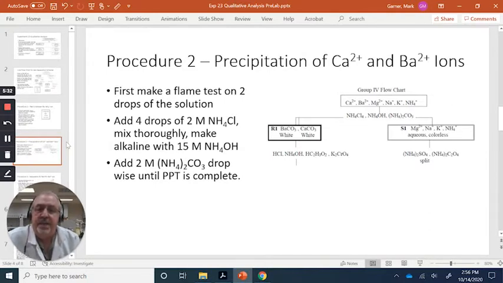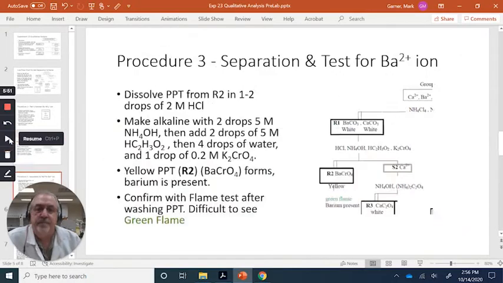The way we're going to be precipitating out, though, is we're going to be making the solution alkaline and then adding some carbonate in the form of ammonium carbonate, right? And so the procedure says that we're trying to see if we have any barium or calcium. And once we get that precipitate, then we're going to have to go on to procedure 3.